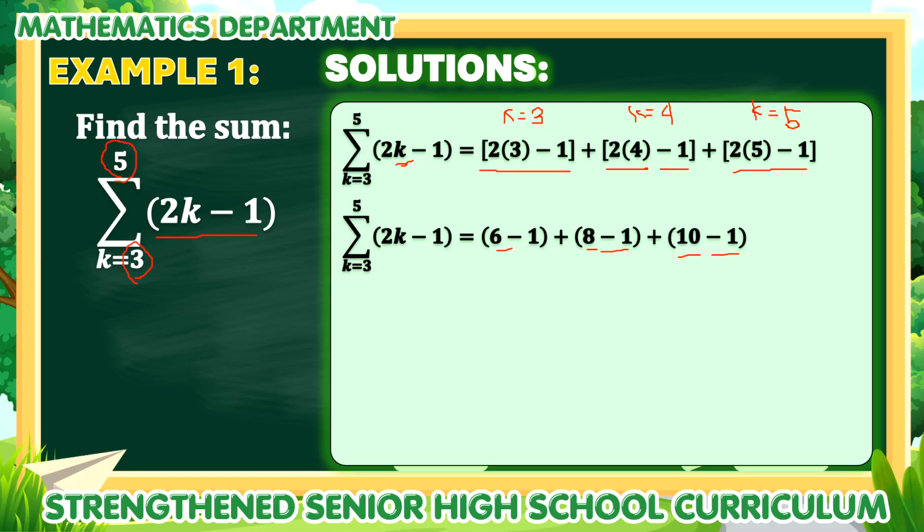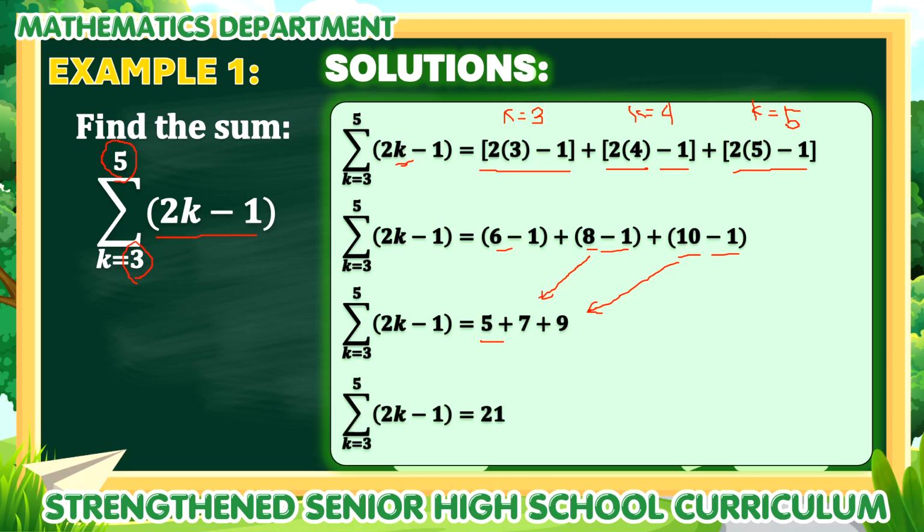Simplifying further, 6 minus 1 is equal to 5, 8 minus 1 is equal to 7, and 10 minus 1 is equal to 9. By adding these three numbers, 5, 7, and 9, we obtain 21. Therefore, our summation of 2k minus 1, where k ranges from 3 to 5, is equal to 21.